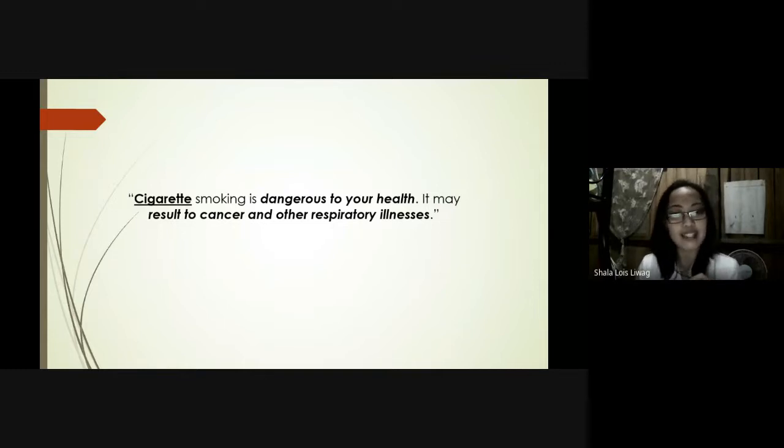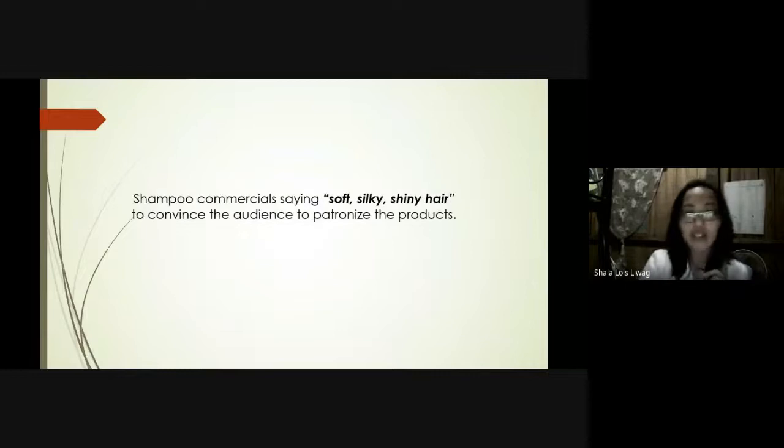Last is powerful words. It uses either pleasant or hideous sounds to either lure or drive people away from something. An example of this is shampoo commercials saying soft, silky, and shiny hair to convince the audience to patronize the product. This type of propaganda uses pretty and alluring words to attract or ugly and horrible words to repel.